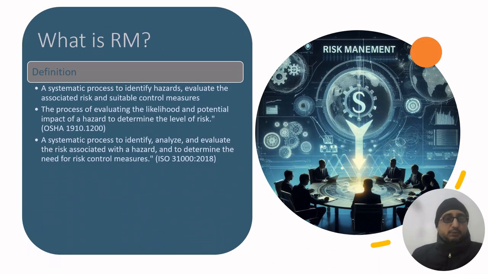Let's first define the risk management process. A systematic process to identify hazards, evaluate the associated risk, and implement suitable control measures. In the risk management process, we identify all the potential hazards, then we evaluate their associated risk, and then we implement suitable control measures. Also, we continuously monitor those controls to make sure that they are performing as desired.